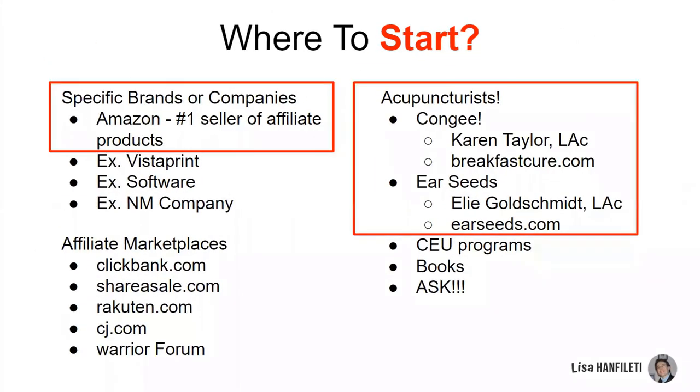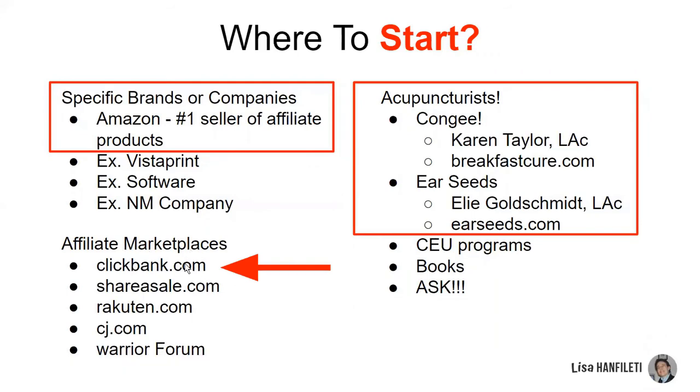In the last video, I showed you Amazon, how to set that up, how to get affiliate links. I also showed you the breakfastcure.com and earseeds.com. These are two fantastic affiliate programs that are created by acupuncturists. And then today I'm going to go through ClickBank.